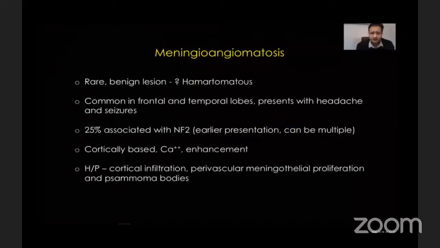So what is meningioangiomatosis? It's a rare benign lesion which is centered in the cortex. It's probably a hamartomatous lesion. This is common in frontal and temporal lobes and often presents with headaches and seizures. About 25% of these cases are associated with NF2, and the patients who have associated NF2 present early and can have multiple lesions. So although the mean age for diagnosis for meningioangiomatosis is in early adulthood, the pediatric cases which we see are most commonly associated with NF2.